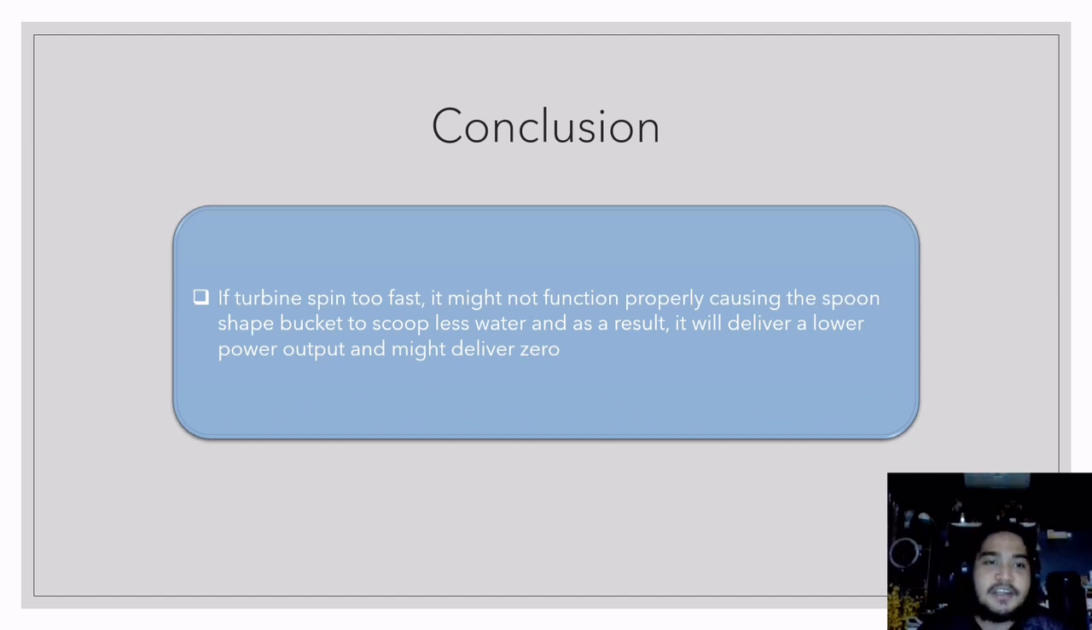In a nutshell, we can summarize that if the turbine spins too fast, it might not function properly, causing the spoon-shaped bucket to scoop less water. As a result, it will deliver a lower power output and might deliver zero power output as well. This is because the energy transfer from the water to the spoon-shaped bucket was not transferred properly, thus the water exits the stream at a high velocity.